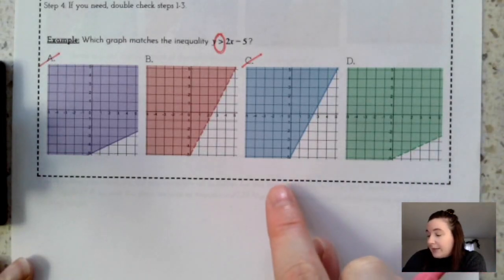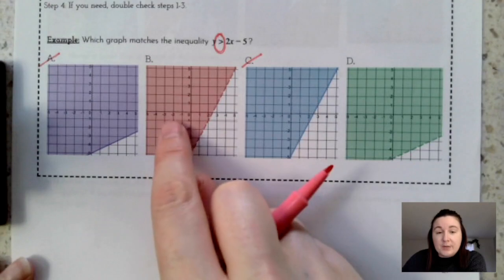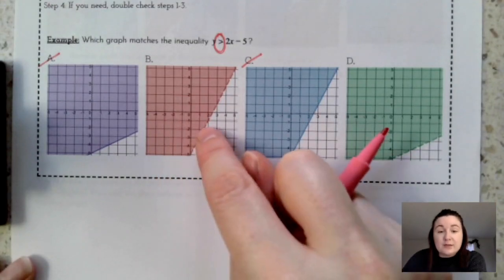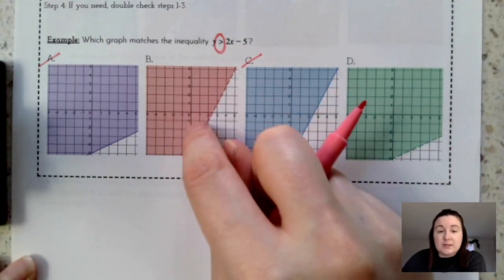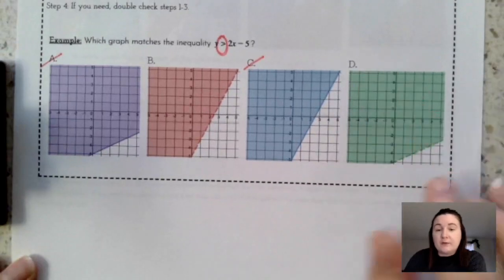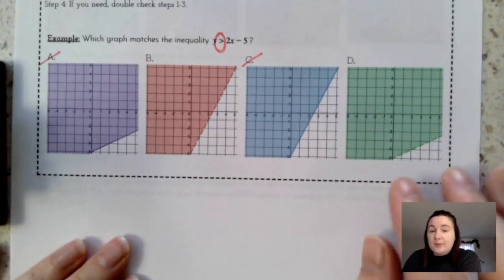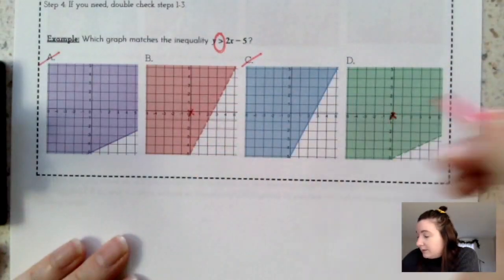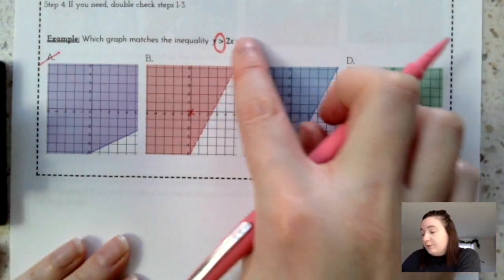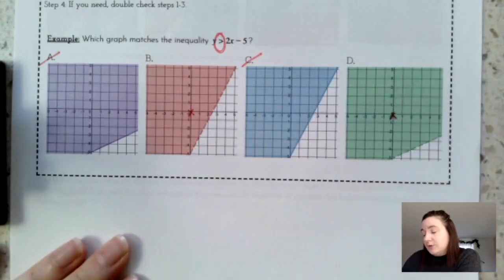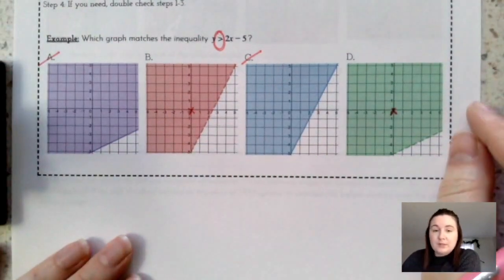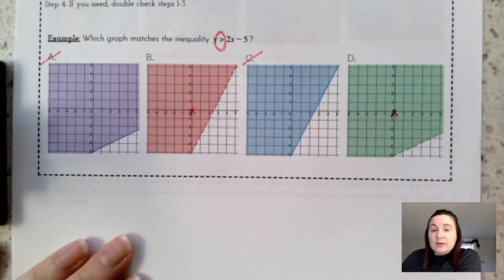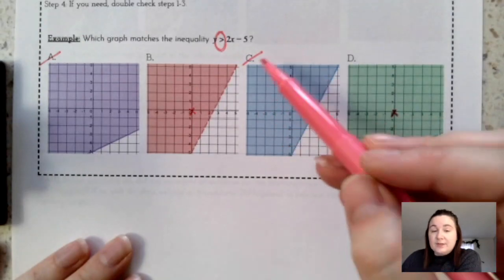Now, I could check my shading, but I noticed that both of these are shaded above. You can see this one is shaded above and this one is shaded above, so that's not going to help me. If you plugged in the point 0, 0, it would be true for this equation, telling you to shade toward it for both. So our last step is to figure out if this is graphed correctly.